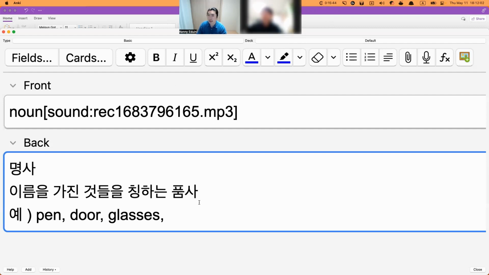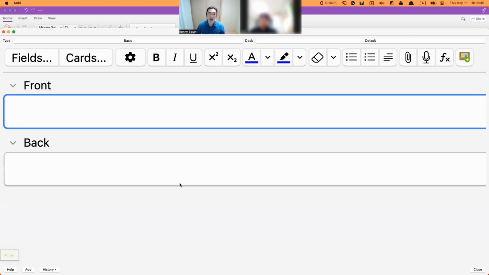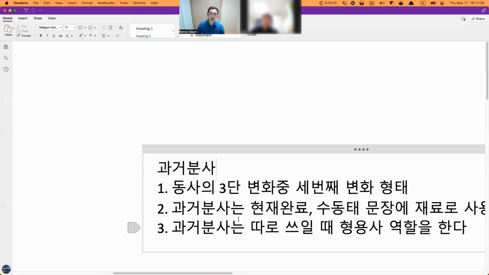Pen, door, glasses, and what has nouns? What is noun? Anything. Just one more. 명사. Okay. Yeah, that's noun too, but something else, something that I can touch. Something tangible, something you can touch. What do you have? Eraser. Eraser, yeah, of course. It has name, so it's a noun. Very good. So that is how you learn things. Okay, then, all right, I guess you know it now.